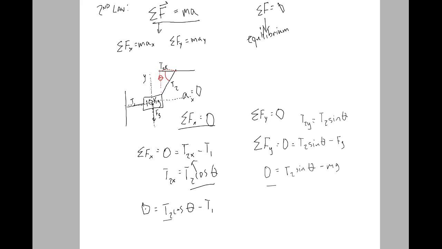Depending on what your problem is, say we're looking for T1. They want to know the tension in T1. Well, what I can do is pick an equation that's easiest to solve for. This one is the only one that involves T1. So what I need to do is solve for T2 over here, add mg to both sides. So I've got mg equals T2 sine theta. Divide by sine theta on both sides, so I've got T2 equals mg over sine theta. Take that and plug it in for T2.